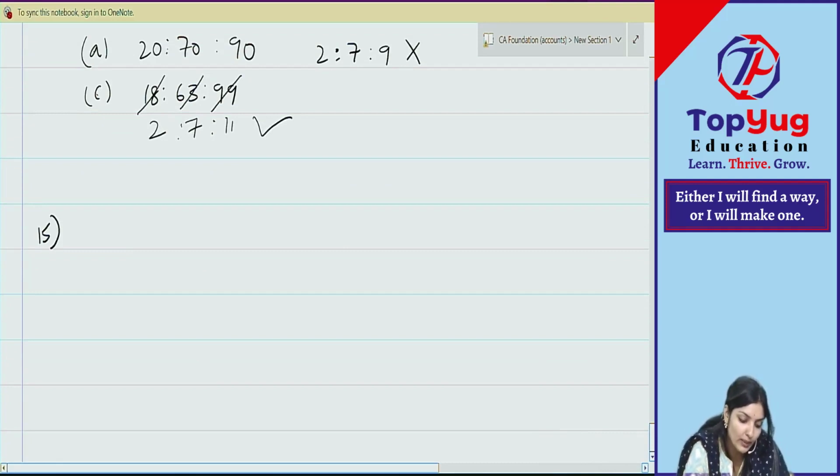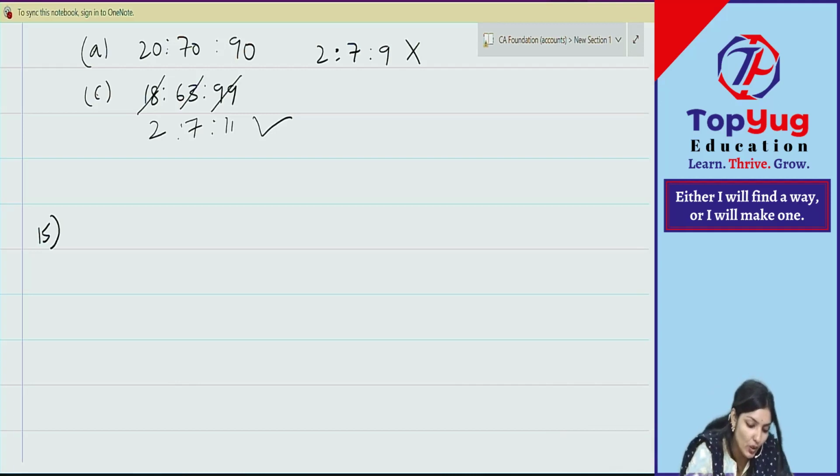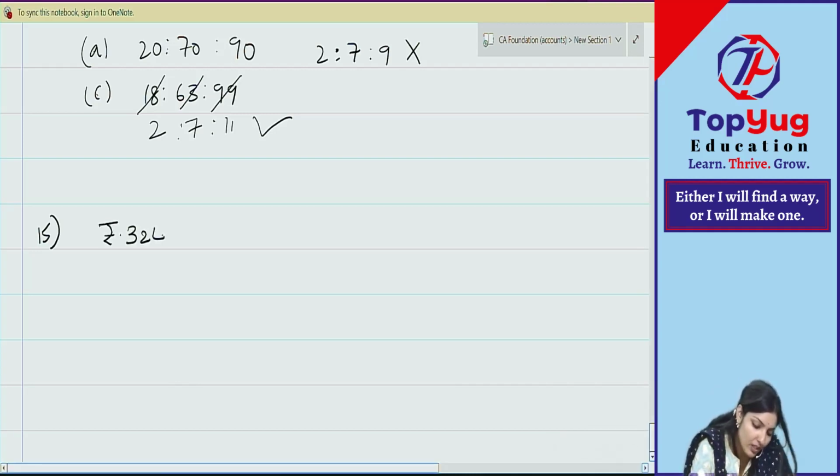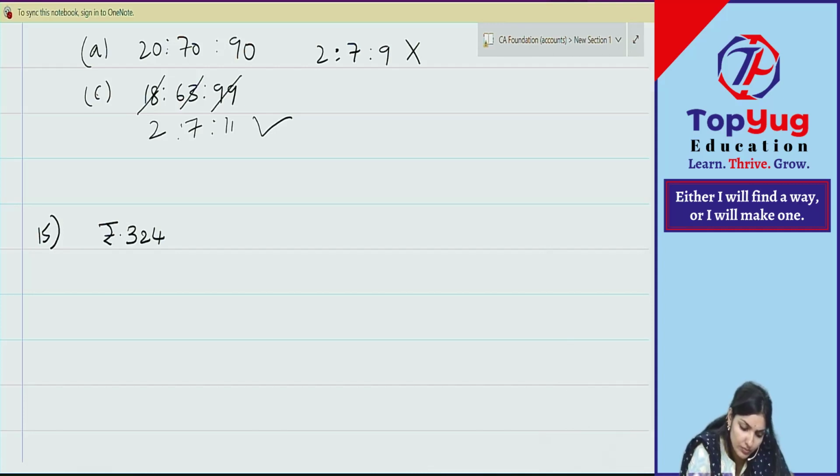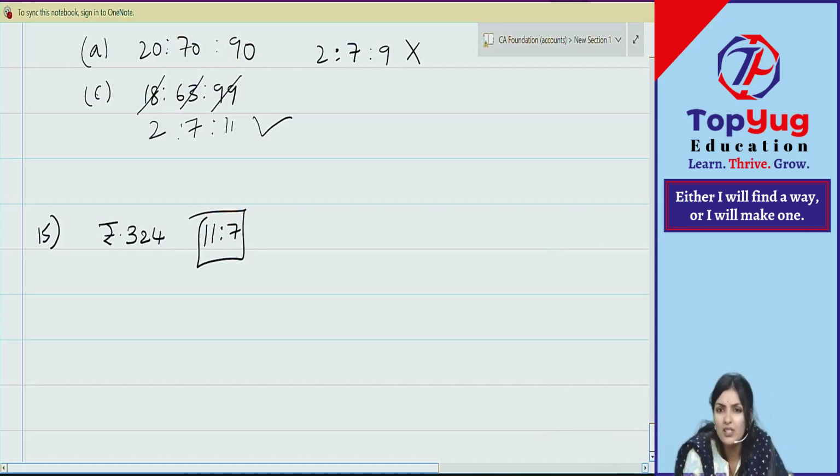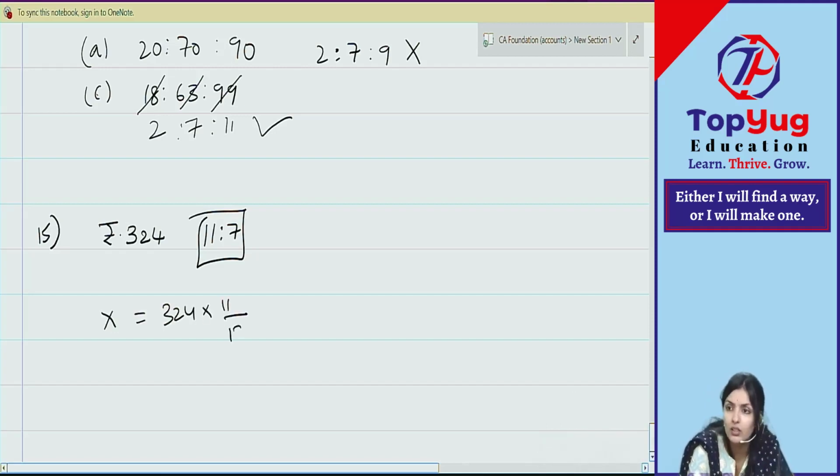Now 15th one. Shall we start? Division of rupees 324 between x, y is in the ratio 11 is to 7. 11 is to 7 के ratio में they have divided. X and y would get how many rupees? Partnership, directly you have to do it. X is nothing but 324 into 11 by 18.